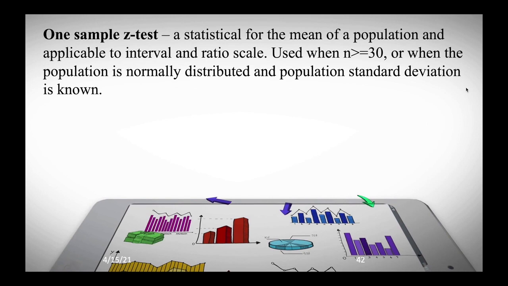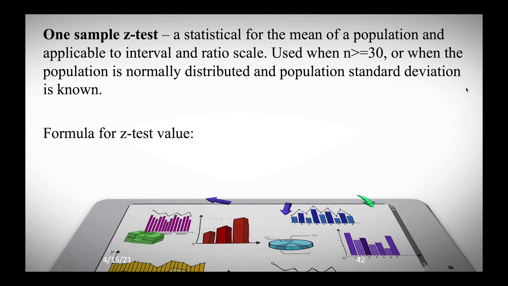When we say one sample z-test, this is actually a statistical test for the mean of a population and applicable to interval and ratio scale. We use this when the n or the sample size is greater than or equals to 30, or when the population is normally distributed and population standard deviation is known. So take note again, greater than or equals to 30. Ayun lang naman yung pinaka one of the most common way para matandaan yung usage ng one sample z-test.